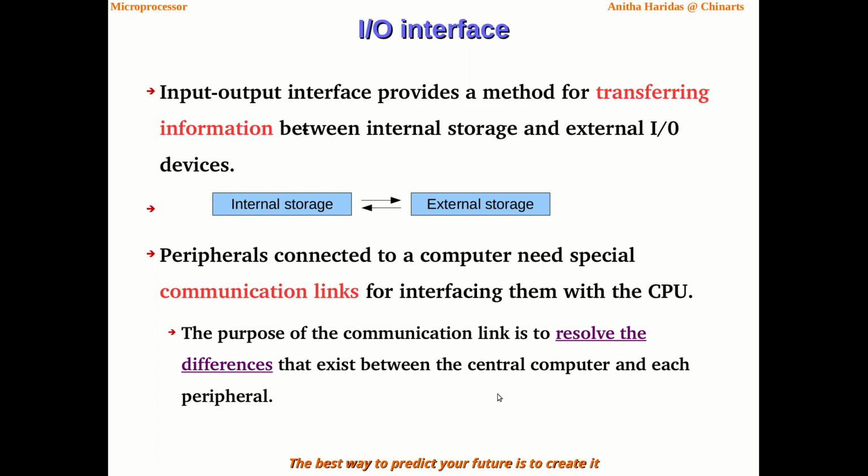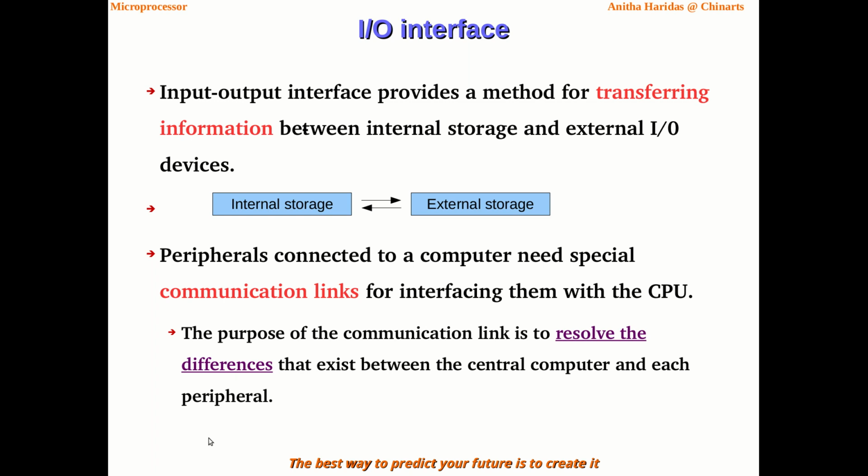The reason is there are lots of differences between the central computer and the peripheral devices. When I say central computer, it is the processor, a microprocessor like 8085 or 80486 or like your Intel i3 processor. That is what you call the central computer. So you have lots of differences between the central computer and the peripheral devices. Let us see what the differences are.